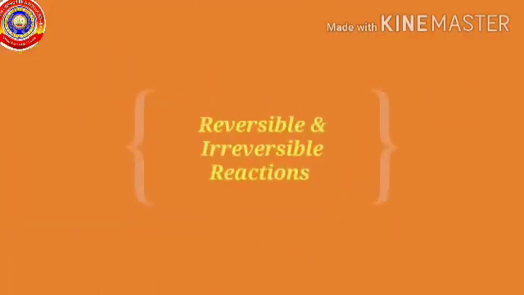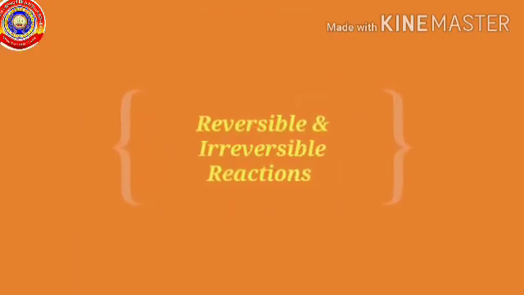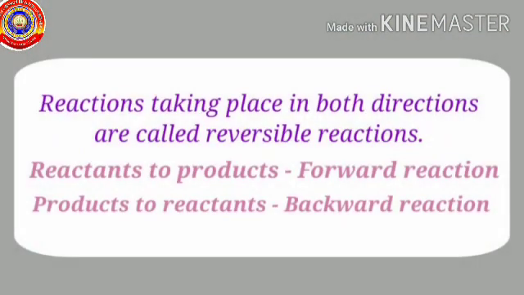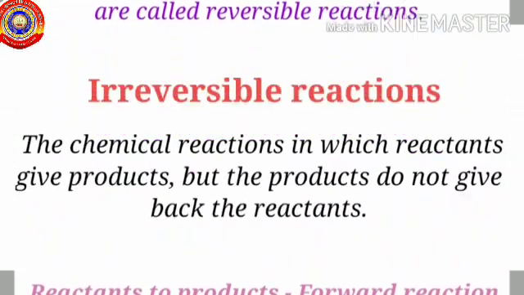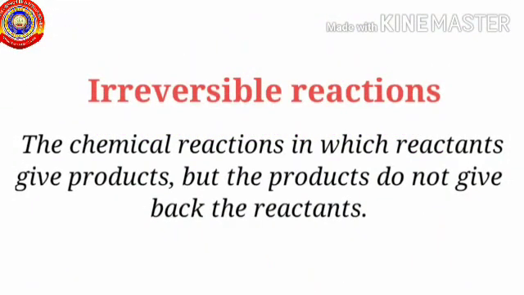Last day we discussed reversible and irreversible reactions, right? So what are reversible reactions? Reversible reactions are the reactions taking place in both directions. That means both forward and backward reactions take place. But in the case of an irreversible reaction, the reactants give the products only. The products do not give back the reactants. Understood?